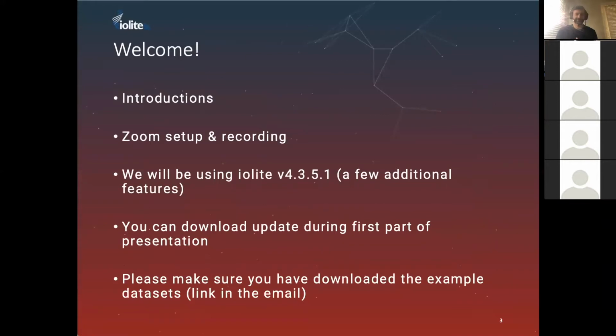We are going to be using iolite version 4.3.5.1. That's quite a few version numbers there. The 0.1 version just came out in the last few days. If you're not using that, you can either update during the first 20 minutes or so of the workshop, because there'll be some presentation which isn't interactive at the start, or you can just use version 4.3.5 because there are only minor differences between the two. It's a few bug fixes and stuff that Joe did between the last webinar and this one.